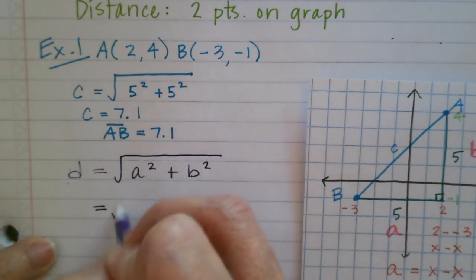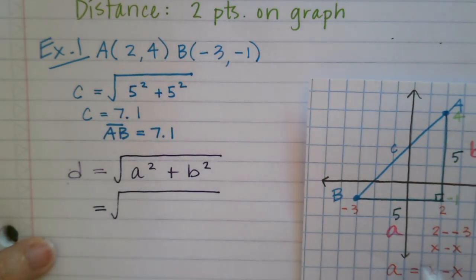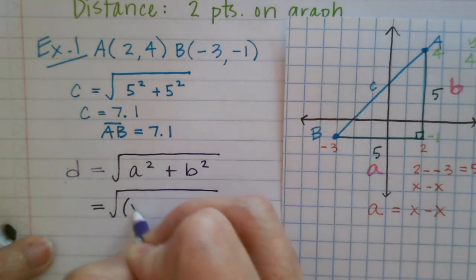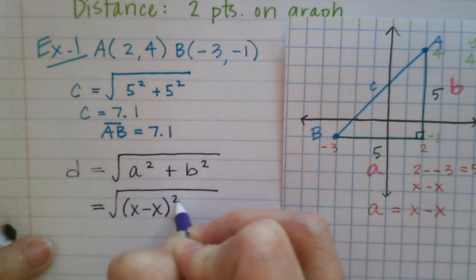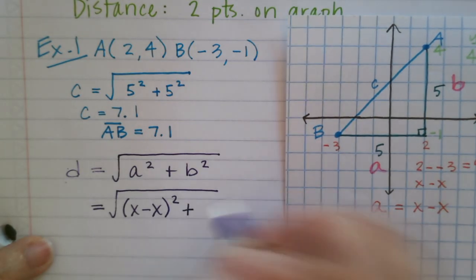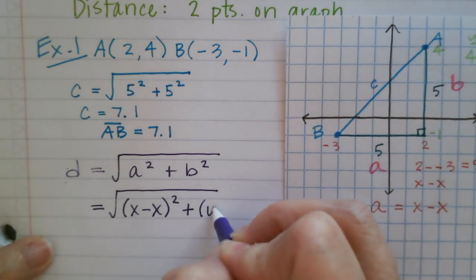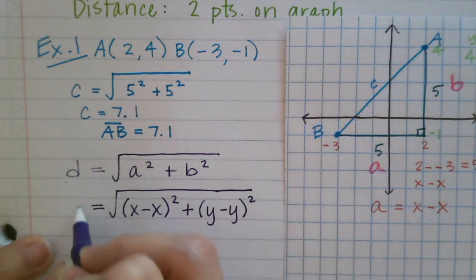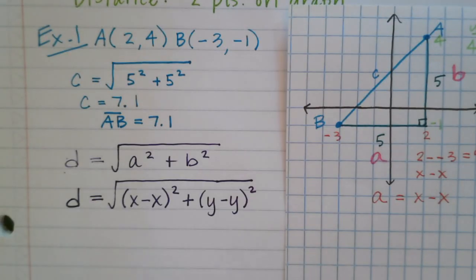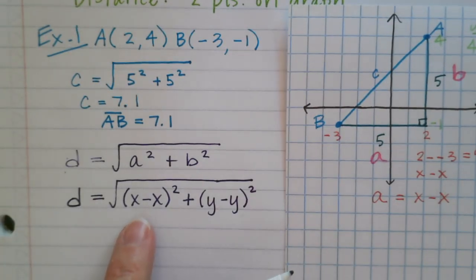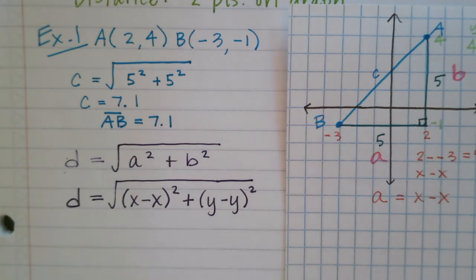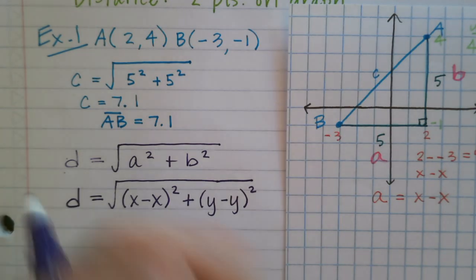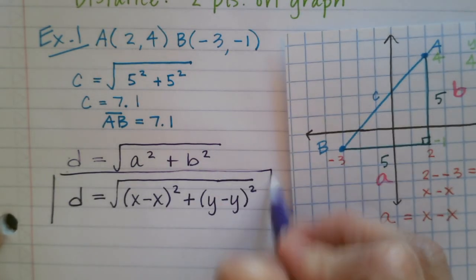However, I know that I can find out what a is by subtracting the x's, and I can figure out what side B is by subtracting the y's. So here is the distance formula. They like to do x2 minus x1 and y2 minus y1, but it doesn't even matter, because whatever order you subtract them in, you're going to square it and get a positive. So this right here is the distance formula.